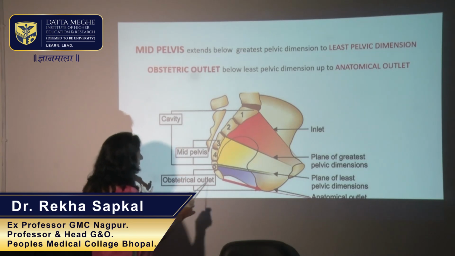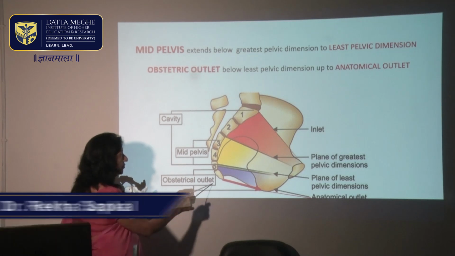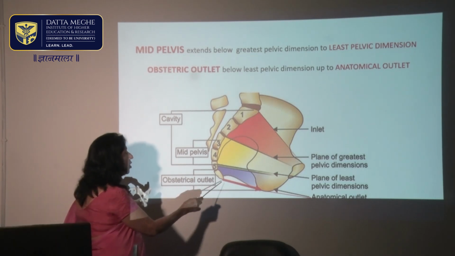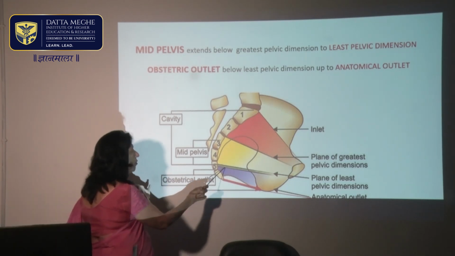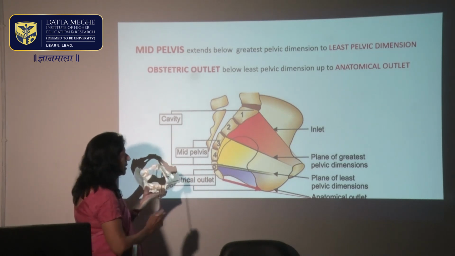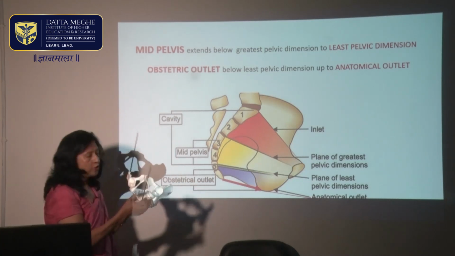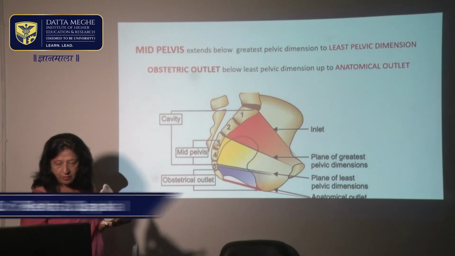This compartment is very, very important from the normal delivery point of view, and you must remember what is the anatomical outlet and what is the obstetric outlet. The anatomical outlet is a bony landmark. The obstetric outlet is a chamber which starts from the least pelvic dimension to the anatomical outlet of the pelvis. Okay.